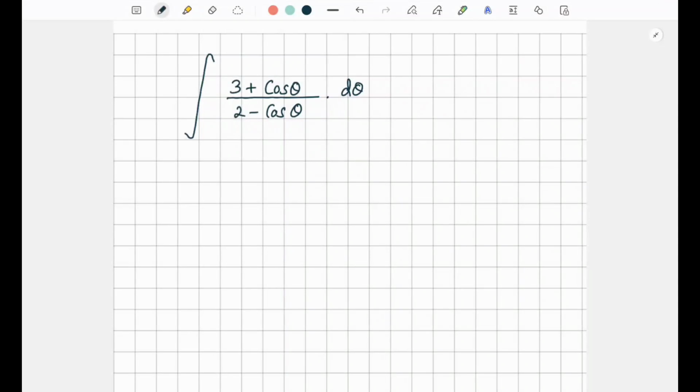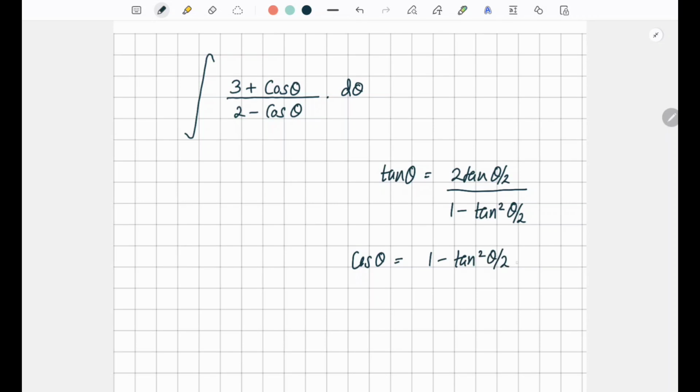Hi everyone, I'm going to show you guys how to integrate 3 plus cos theta over 2 minus cos theta. Now for these types of questions, I've done similar questions and I've written tan theta equals 2 tan theta over 2 over 1 minus tan squared theta over 2. Now using this, we could find cos theta, which is going to be 1 minus tan squared theta over 2 over 1 plus tan squared theta over 2.